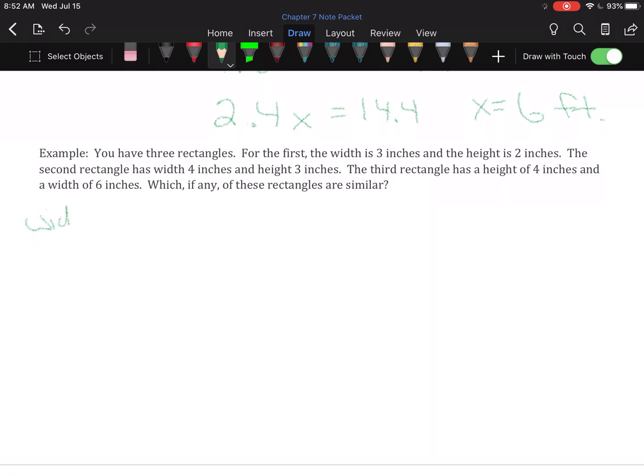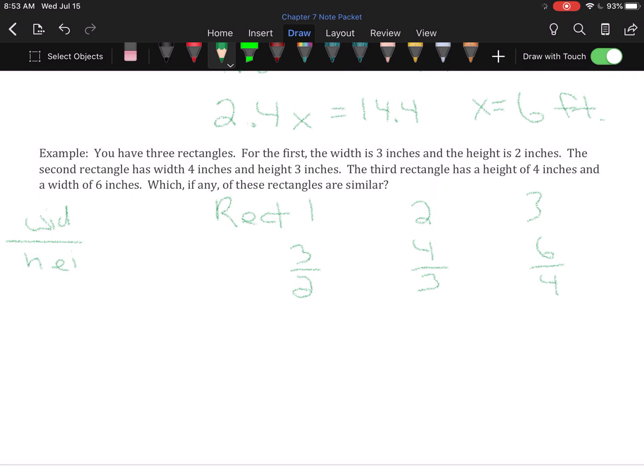Okay, so we have width and height, and we've got 3 rectangles: rectangle 1, 2, and 3. The first rectangle is 3 inches wide and 2 inches tall. The second is 4 inches wide and 3 inches high. And the third is 4 inches wide and 6 inches. I'm sorry, I just fell into the trap. It's 4 inches tall and 6 inches wide. They reverse the numbers on the third rectangle.